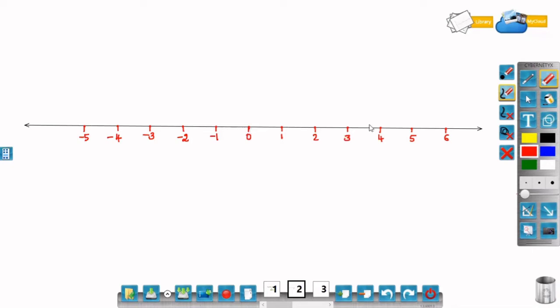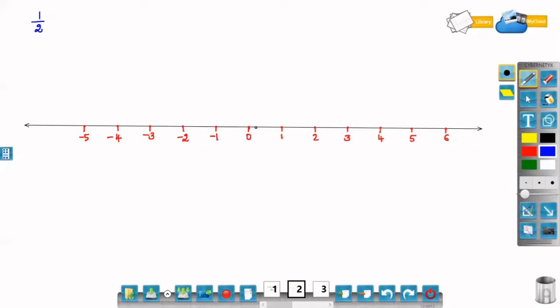0 is the origin of the number line, and here we have positive numbers on the right side and negative numbers on the left side. The gap between the numbers is equal. Now let us take an example of rational number 1 by 2. Here 1 is the numerator and 2 is the denominator. How to represent 1 by 2 on the number line?